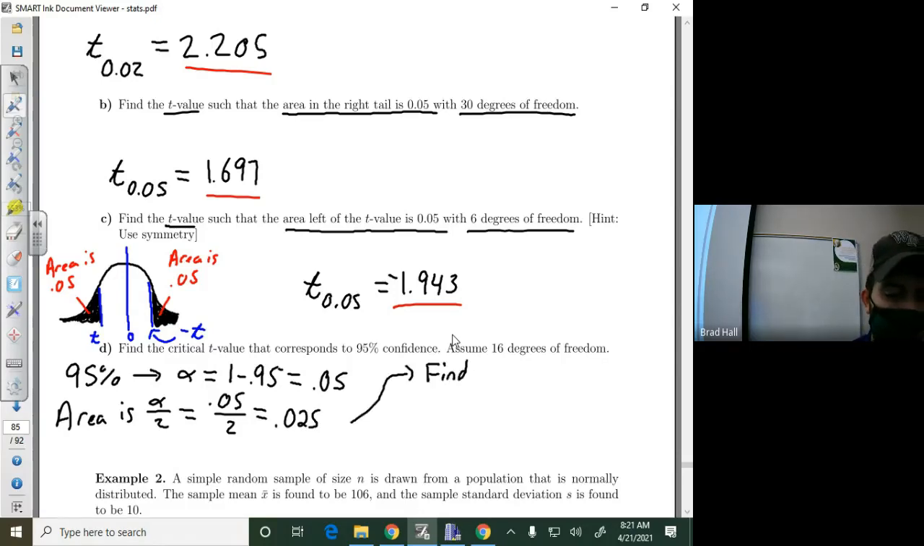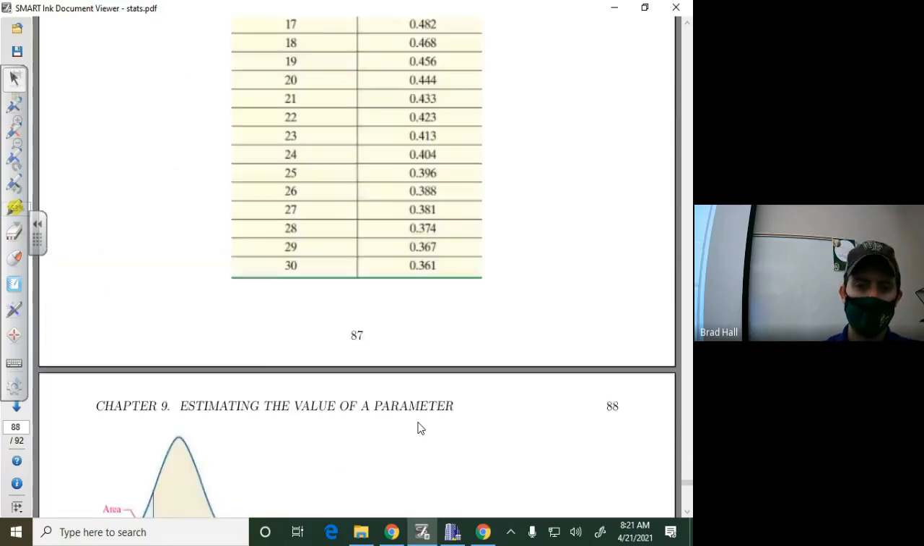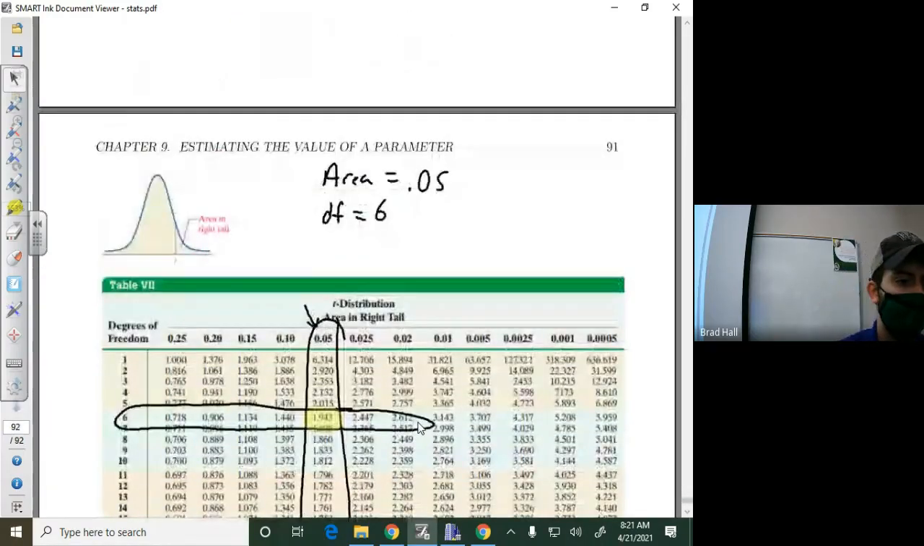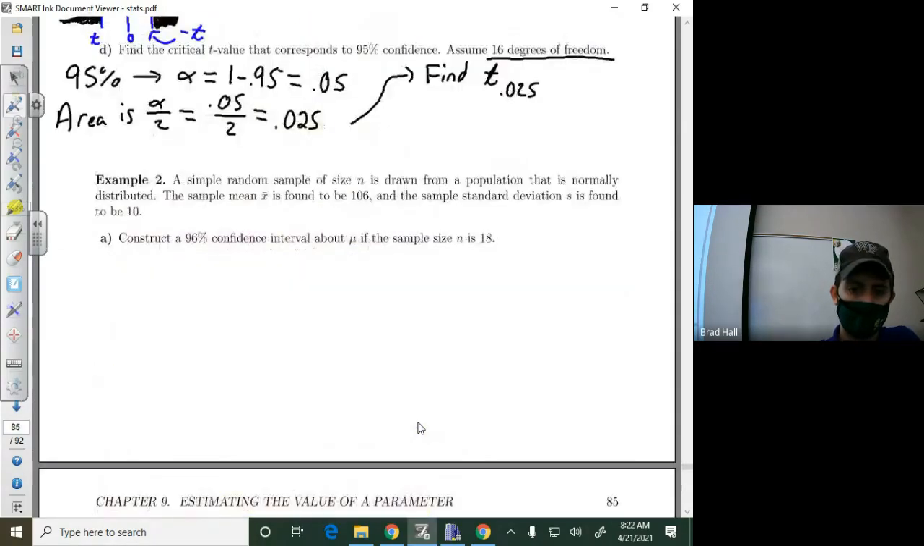So we need to find T of 0.025 with 16 degrees of freedom. So let's go ahead and look at the table in the back. We have an area of 0.025 and we need 16 degrees of freedom. It was 16, right? Yes.